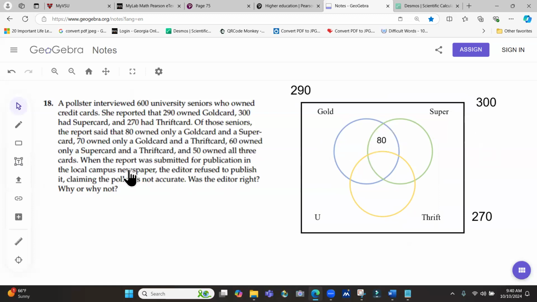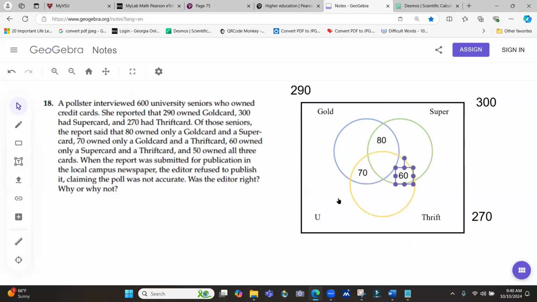All right. So let's read it carefully. 70 owned only gold and thrift. 70 owned gold and thrift. When they say only, that means they didn't own super card, and that's 70 goes here. All right, 60 on super and thrift, 60 goes here.